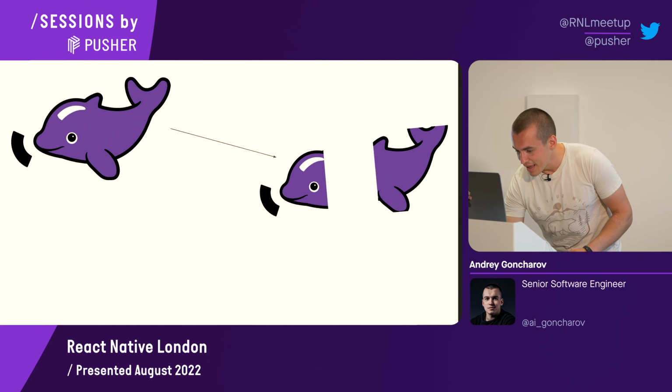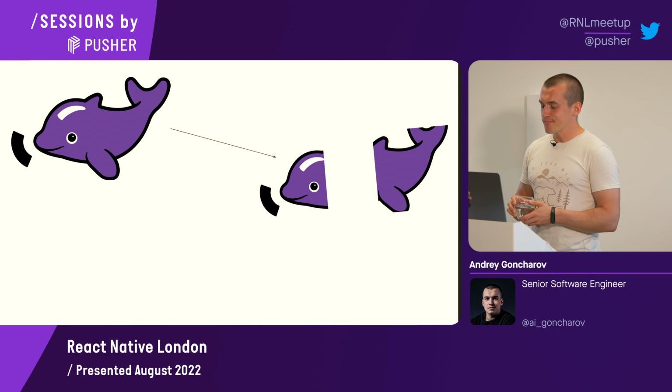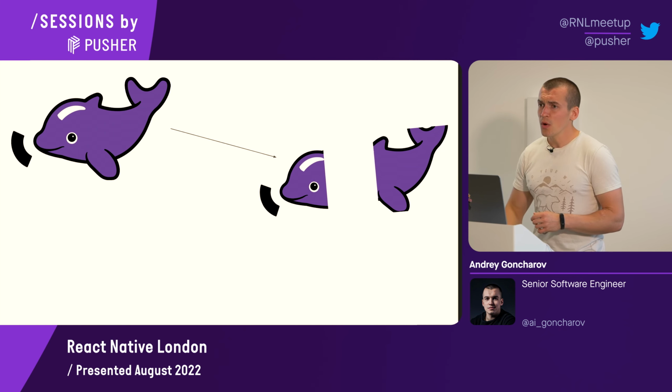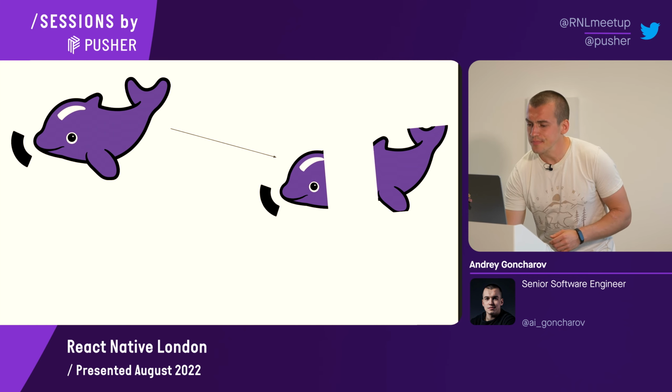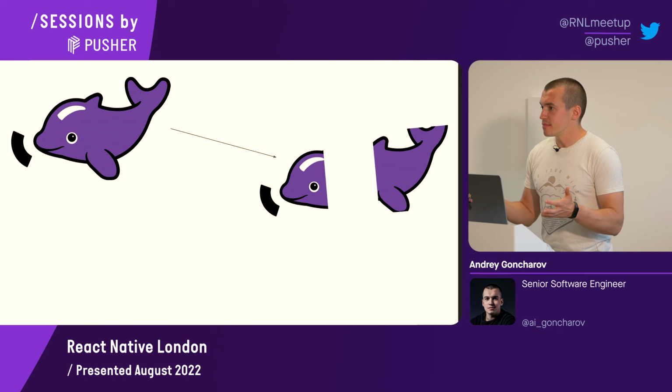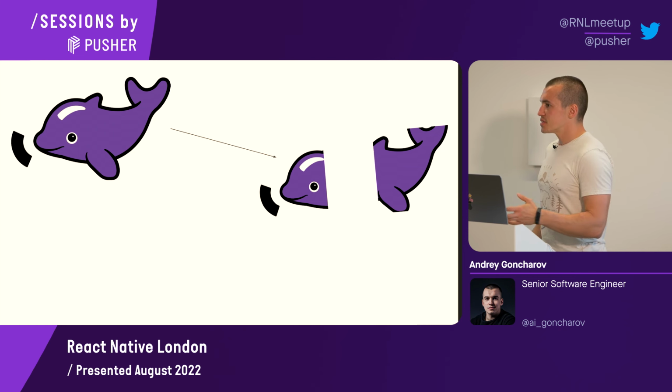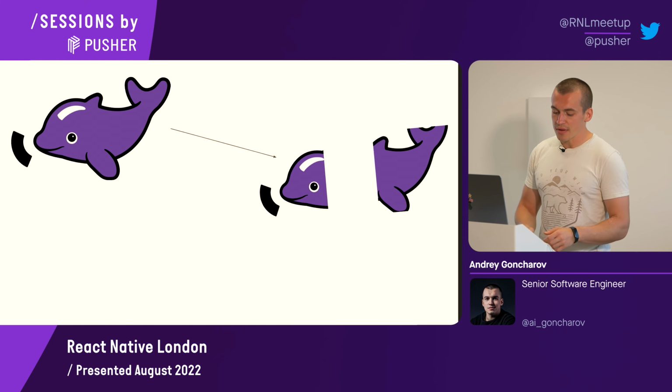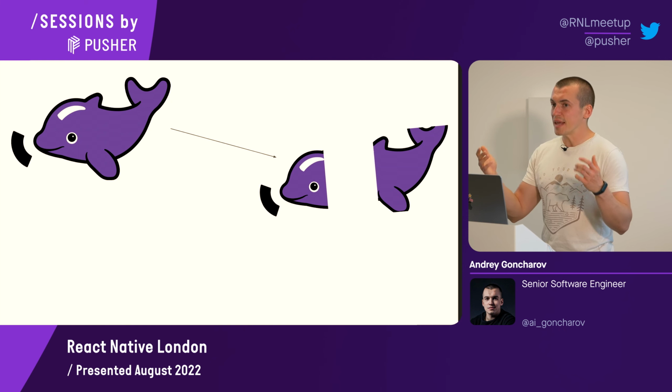Okay, and now let's go to the second part, where we'll discuss why we had to rethink what Flipper is and how Flipper evolved to support all these new scenarios of automation.